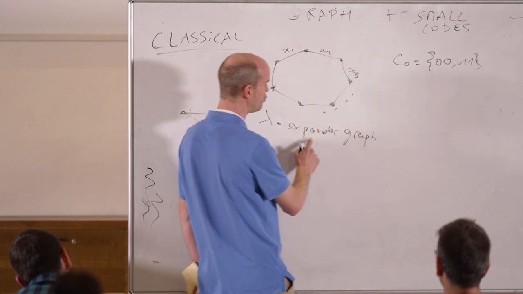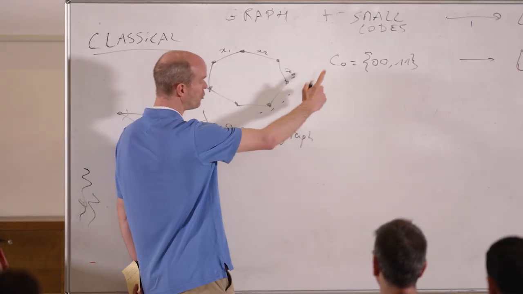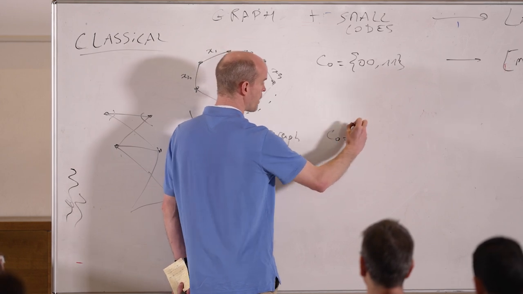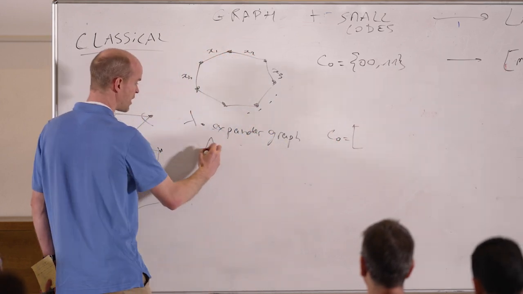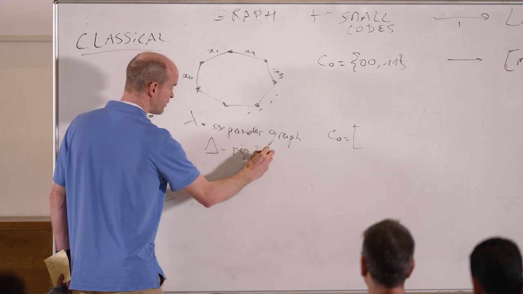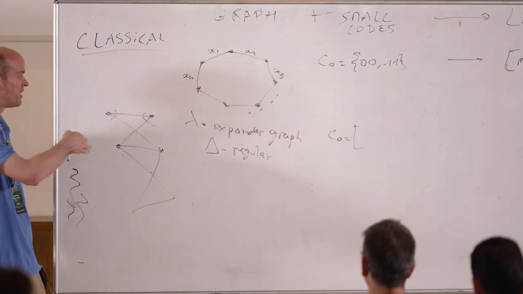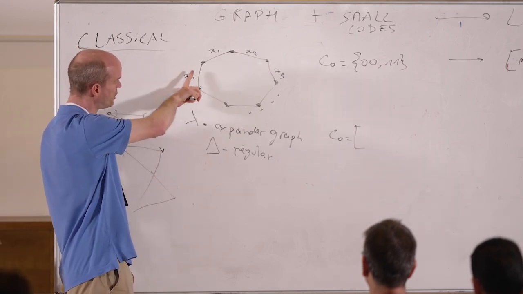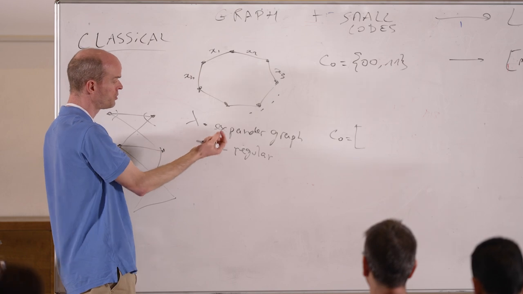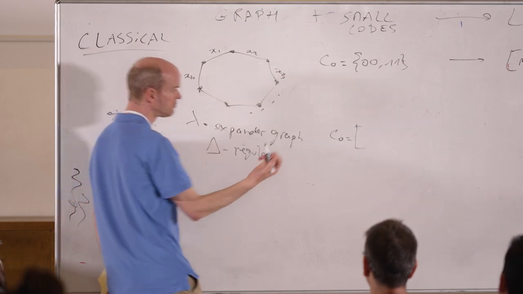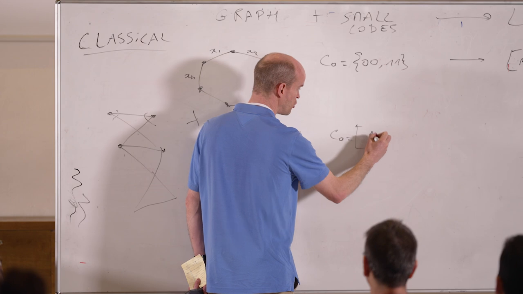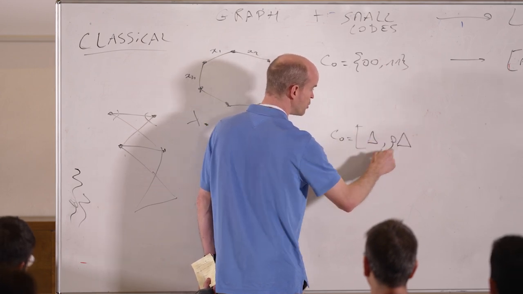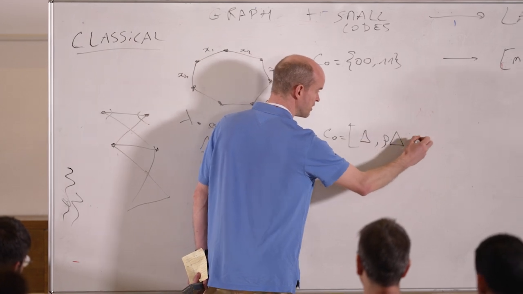Then you do the same recipe on a large graph, but now with a small code. If this is a delta-regular graph, meaning that every vertex is incident to delta edges, then on every vertex you can put constraints corresponding to a small code of length delta. You take a small code of length delta with some number of logical bits, rho times delta, and some distance, delta times delta.